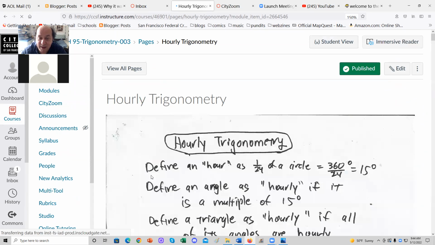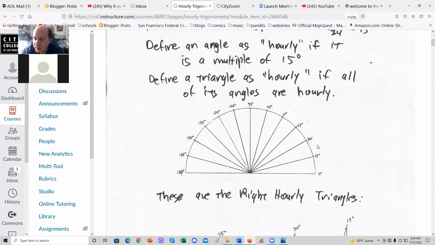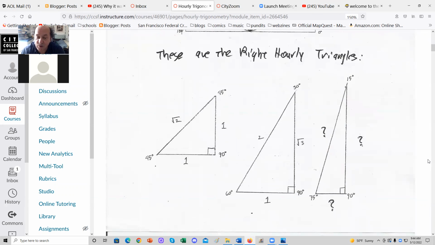This is something I wrote up about something I call hourly trigonometry. I define an hour as 1/24th of a circle. That's 15 degrees. And call an angle hourly if it's a whole number multiple of 15 degrees. So 15, 30, 45, 60, 75, 90, 105, 120, 135, 150, 165, and 180. Call a triangle hourly if all of its angles are hourly. Here are the three right hourly triangles: 45, 45, 90; 60, 30, 90; and 75, 15, 90. We already know about these two, with sides 1, 1, root 2, and sides 1, root 3, and 2.